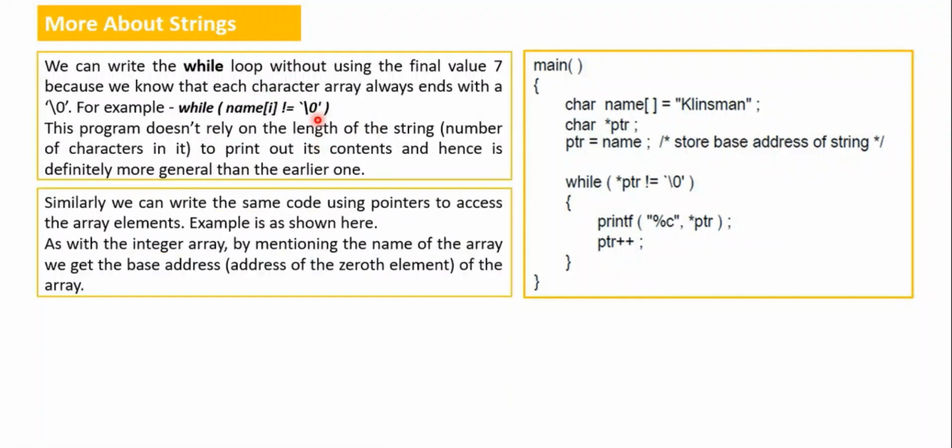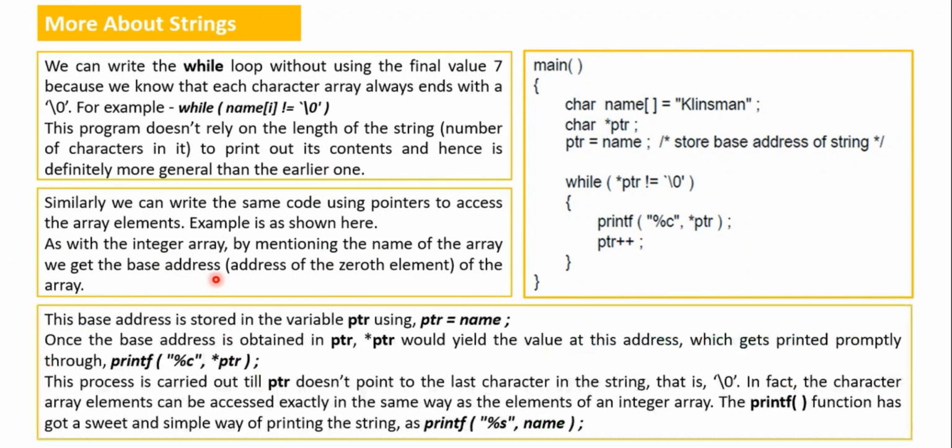Similarly, we can write the same code using pointers to access the array elements. So an example is shown here in this code. We have a char name having this name, that is Klinsmann, and we have a pointer to character. What we have done is we have stored the address of this array in the pointer variable. So while the value at the address held by the pointer variable is not equal to \0, we can print the value using the pointer variable. Basically, as with the integer array, by mentioning the name of the array we get the base address. The same is here also. So the base address is stored in the variable ptr using the line ptr equal to name.